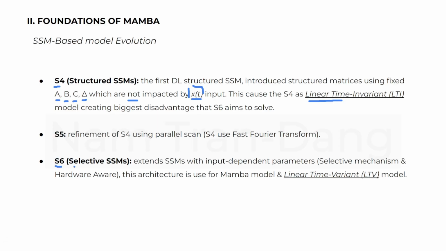And S6 is the selective SSM, which extends SSM with input-dependent parameters that use the selective mechanism and the hardware-aware mechanism. This architecture and idea were proposed for the Mamba model, and it's called linear time variant. So variant means the x(t) from each part will impact the model.